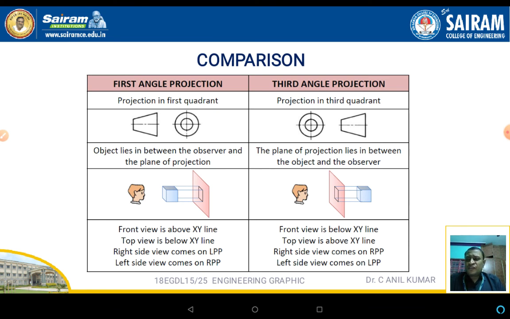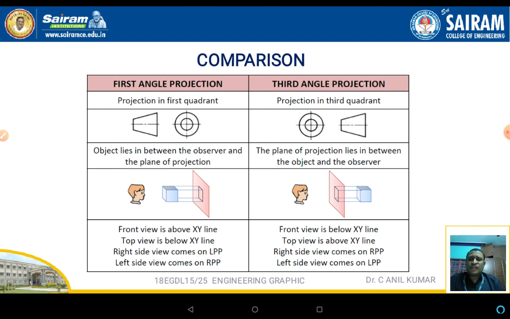Now the first angle projection. In the first angle projection representation, the front view will be towards the left side and the top view towards the right side. The object lies in between the observer and the plane of projection. The front view is above the XY line, the top view is below the XY line. The right side view will be on the LPP and the left side view will be on the RPP.